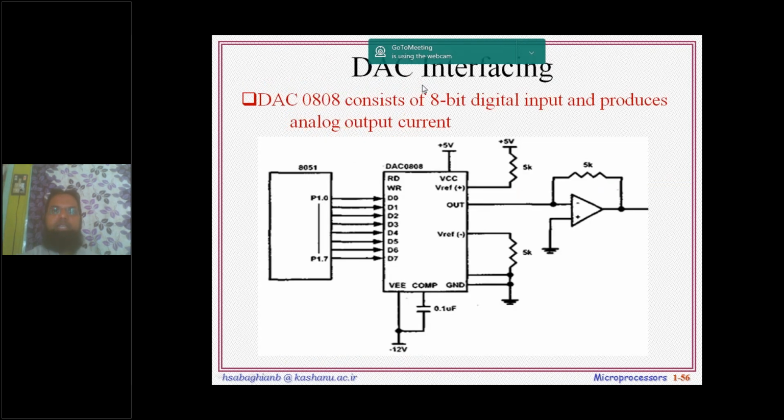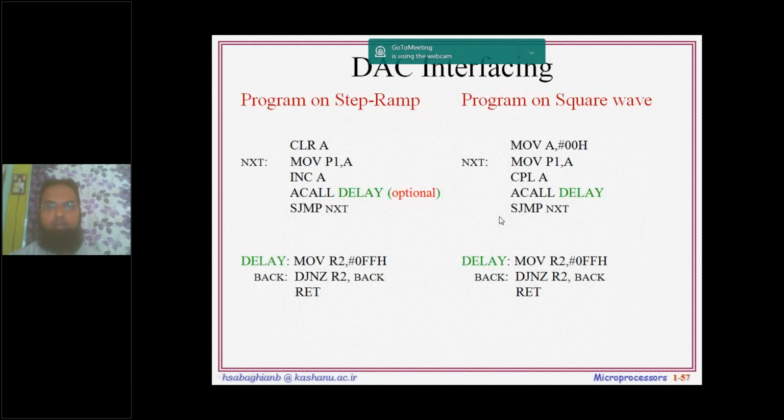Okay, and this is DAC interfacing, a digital to analog converter with the 8051 microcontroller. It is the same setup as in your 8086. We can observe this kind of setup in 8086 also. And what is this DAC for? A DAC can be used to produce different kinds of waveforms. Now this is the program to generate a step ramp, and this is to generate the square waveform. Similarly, we can generate triangular waveforms and sine waveforms just by sending the specific values to the port.